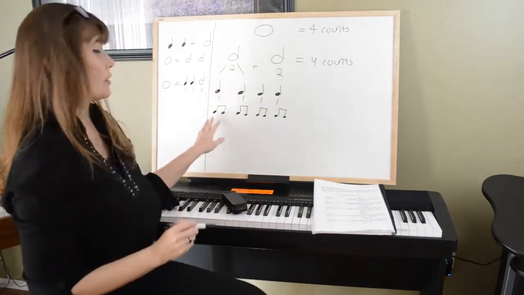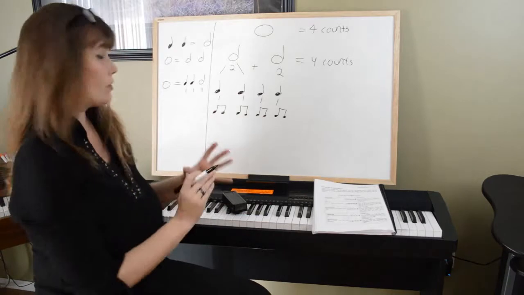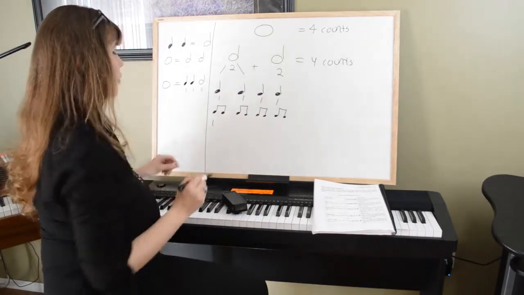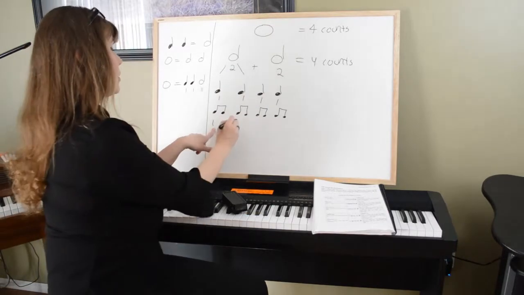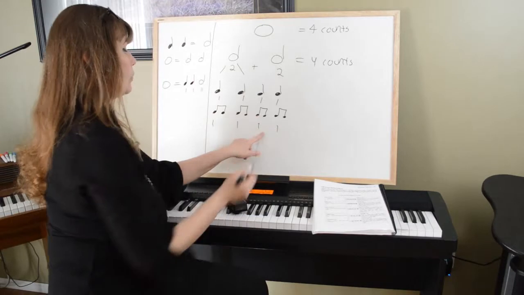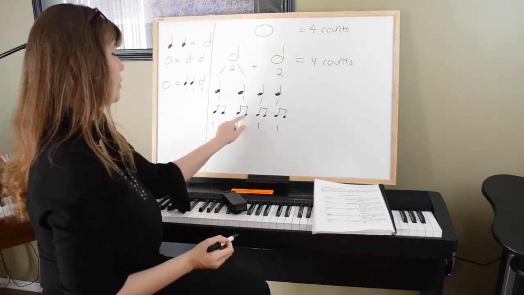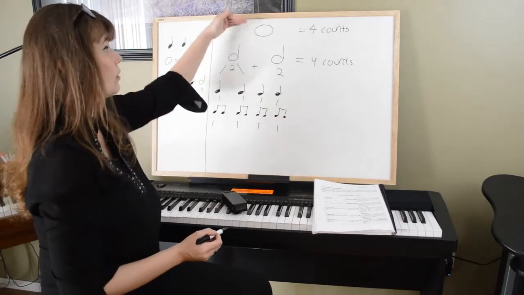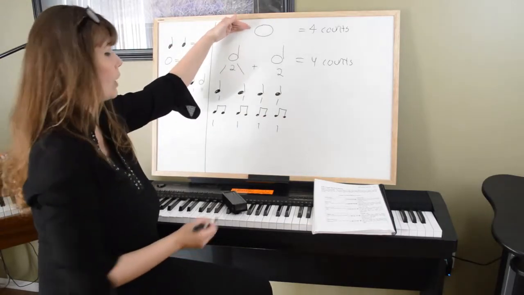Now eighth notes are a little different. 2 eighth notes, if we're using this pulse system, equal 1 count. So I have one count there, 1 and 1. So I need 1, 2, 3, 4, 5, 6, 7, 8 notes in order to equal or be equivalent to my whole note.